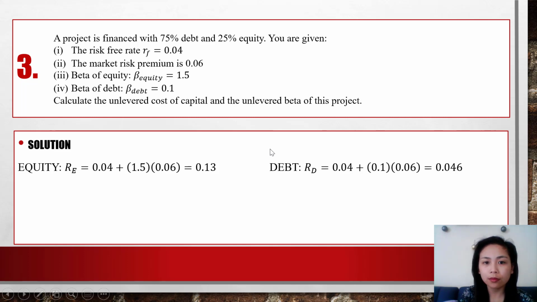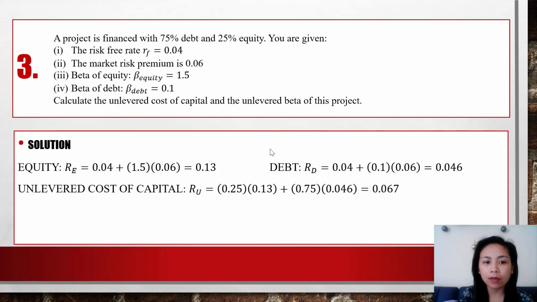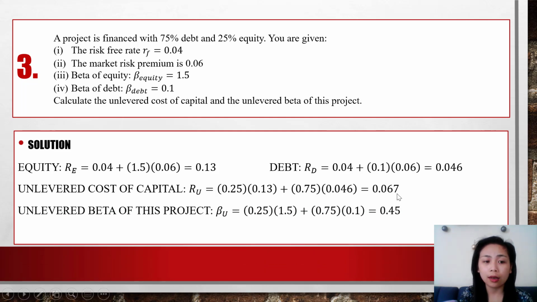And now the unlevered cost of capital RU is equal to 0.25 times 0.13 plus 0.75 times 0.046. Here there's no taxes involved. So we just use E over E plus D times RE plus D over E plus D times RD. And we got 0.067. That means the unlevered cost of capital is 6.7%. And the unlevered beta of this project is 0.25 times 1.5 plus 0.75 times 0.1, which is 0.45.